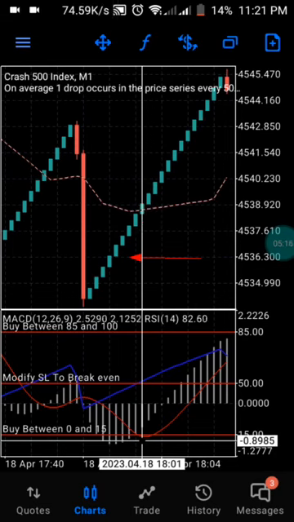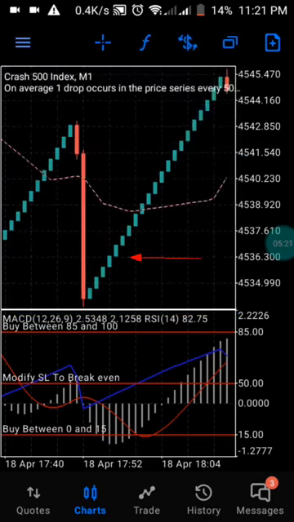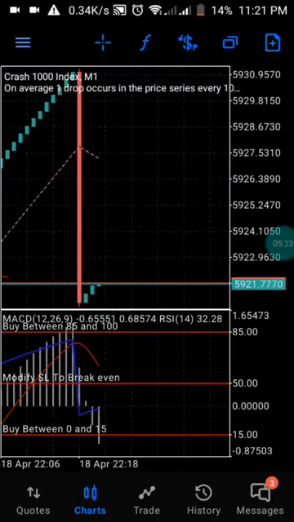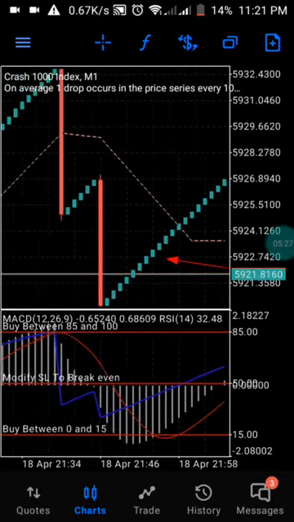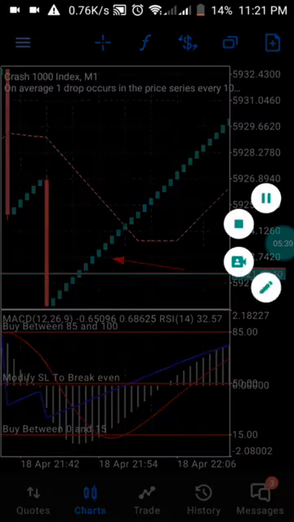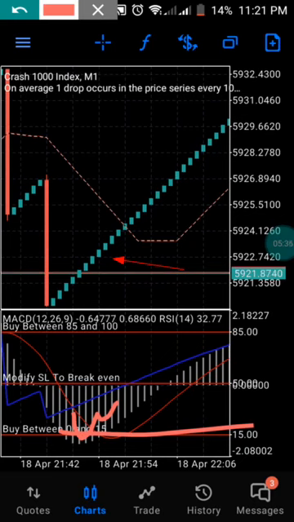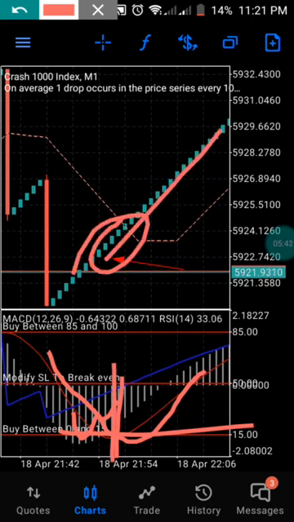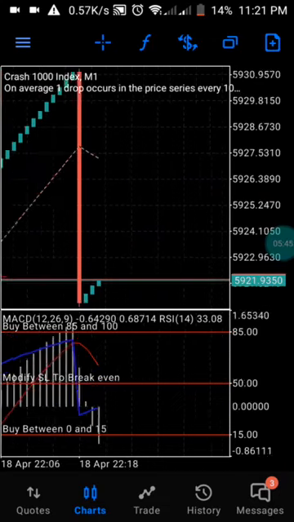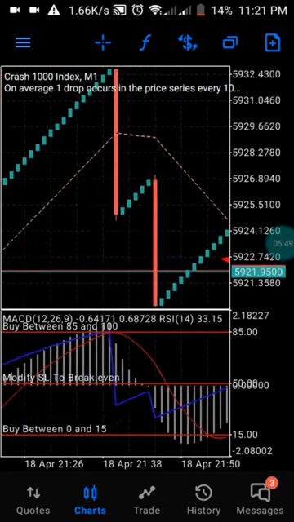You see that? So let me show you how it works on Crash 1000, so that you also can have great ideas and experience. You need to first confirm your histograph. Once you confirm your histograph on 15 level, then you wait for your MACD to cross above. Once it has crossed above, you enter your market and keep on buying up the market, up to like 20 to 25 pips. And that's how it works.